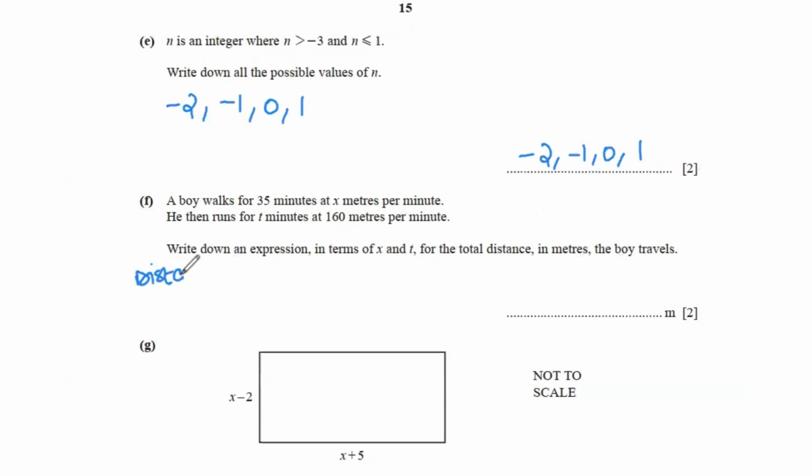Distance is average speed multiplied by time. For the walking part, average speed is x meters per minute, and multiplied by time, that's 35. Plus, for the running part, 160 per minute multiplied by t. So that's 35x plus 160t. That is your expression for distance in terms of x and t.